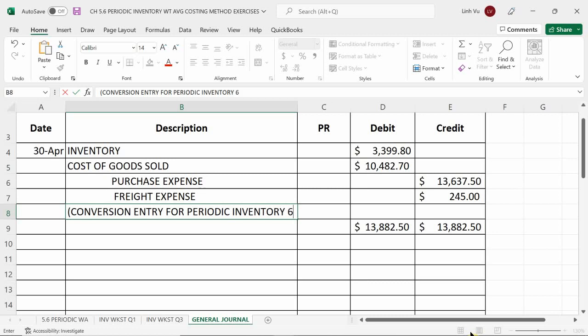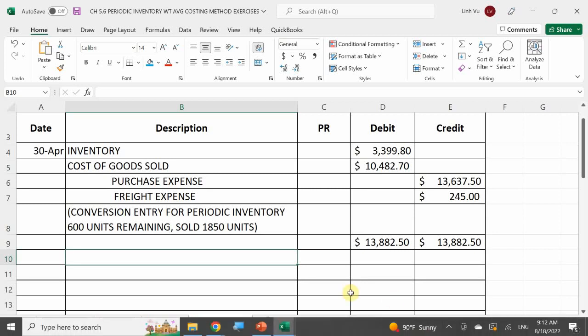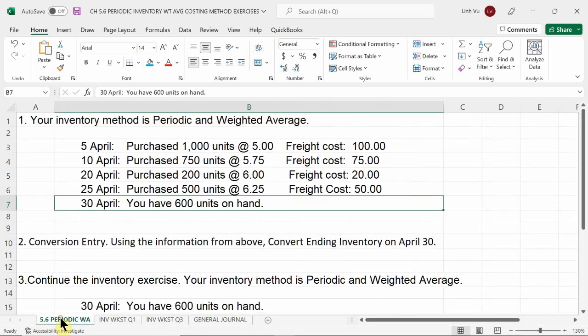We had 600 units remaining, and then we sold 1850 units. Okay. Good. All right, so let's go ahead and continue doing the second part here, okay?